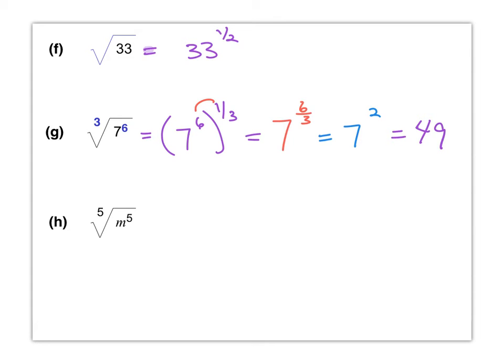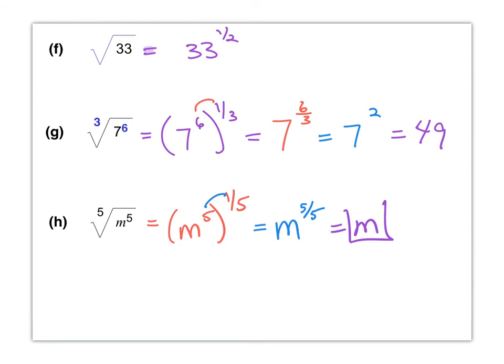Let's look at the 5th root of m to the 5th power. The 5th root becomes the denominator of the exponent. So we can write this as m to the 5th raised to the 1/5 power. And then we have a power to a power. We can multiply those together and write this as m to the 5 times 1/5, which is 5/5, which is 1. So this can be simplified to simply m.